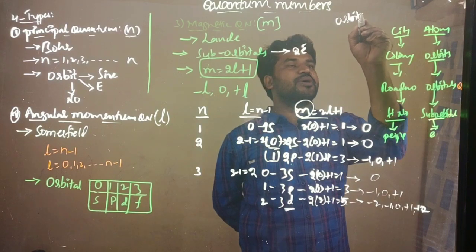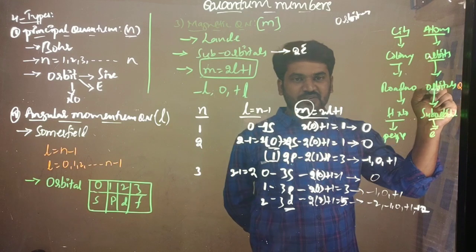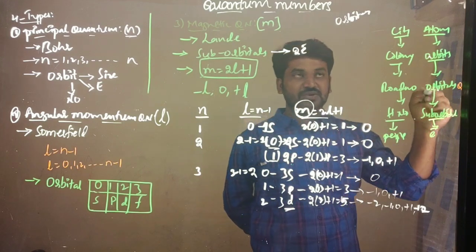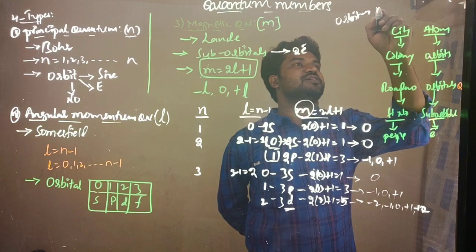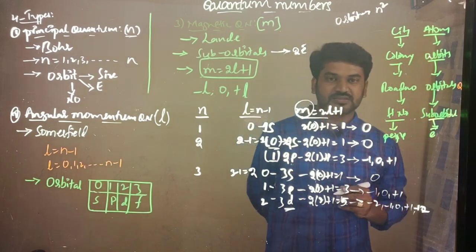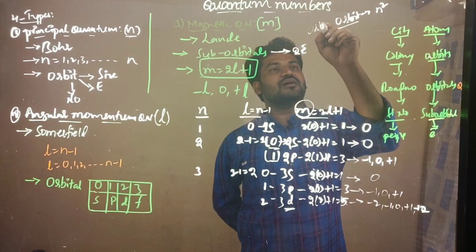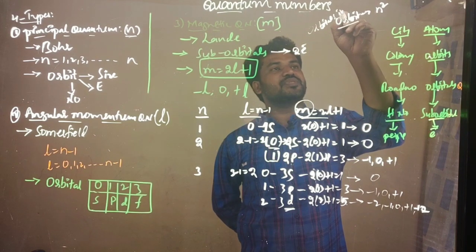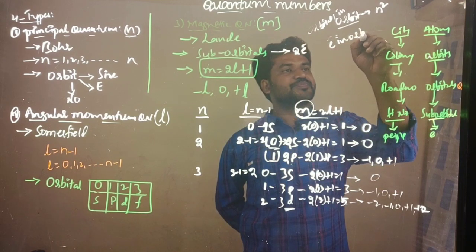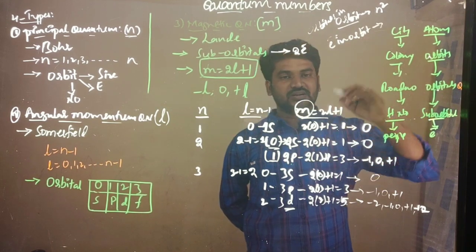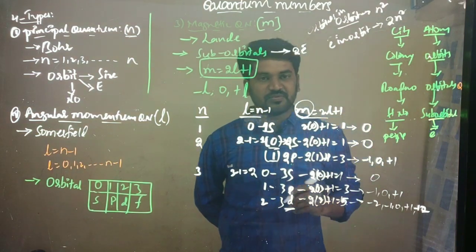In an orbit, how many orbitals will be there? Like we discussed here, we discussed, no? How many orbitals are there in an orbit? That is n square. And here I am writing it as orbitals in orbit, and next electrons in an orbit, right? So how many electrons will be there? That is 2n square electrons will be there.